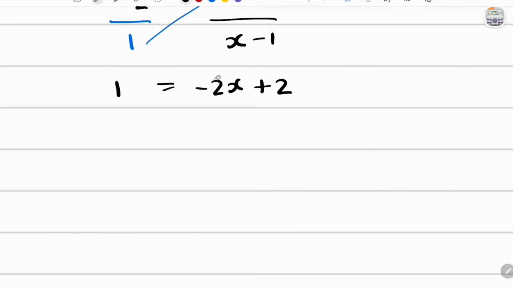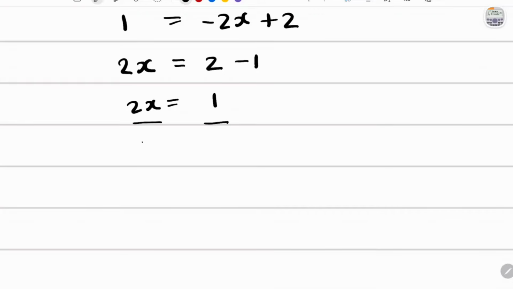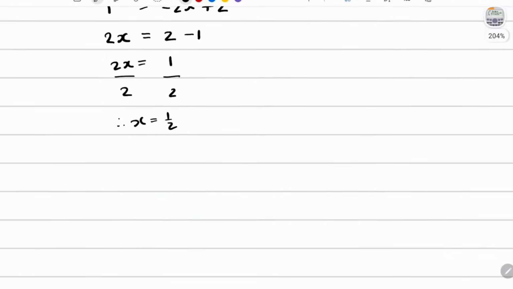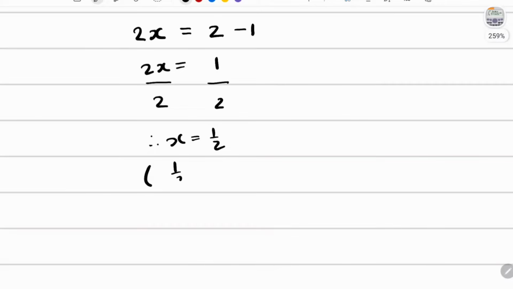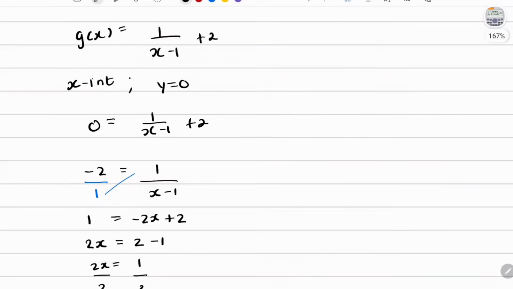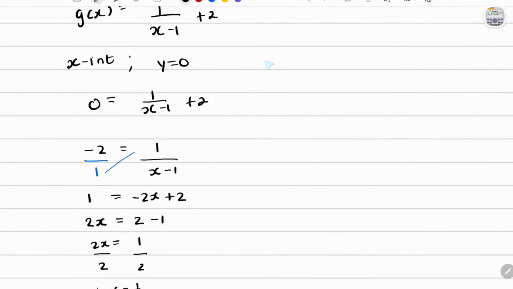Then because negative 2x is negative, I'll take it over and make it positive 2x. Then we still have a 2 here. And this one comes over and becomes a minus 1. Then 2x is equal to 1. And then divide both sides by 2. And therefore x is equal to a half. So that is your x-intercept. And as a coordinate, it is a half and the y value is 0. Because remember, we say make y equal to 0. So that's the x-intercept. Then we need to find the y-intercept as well.